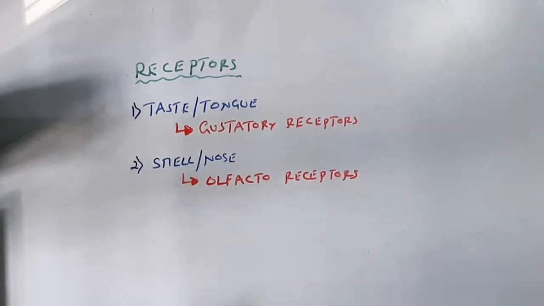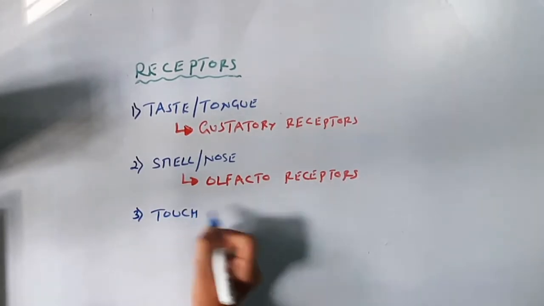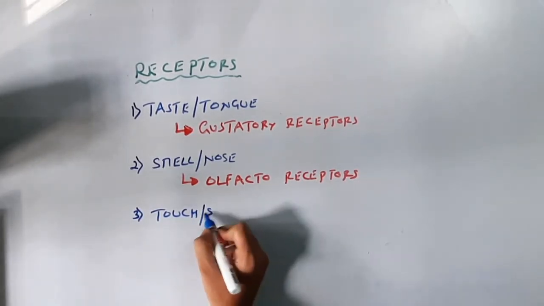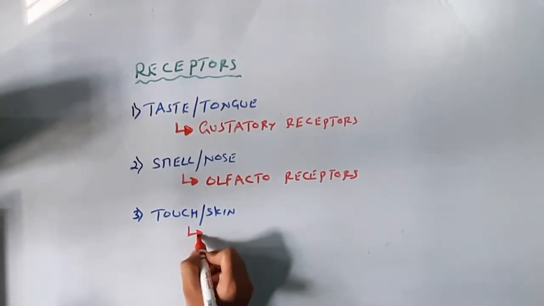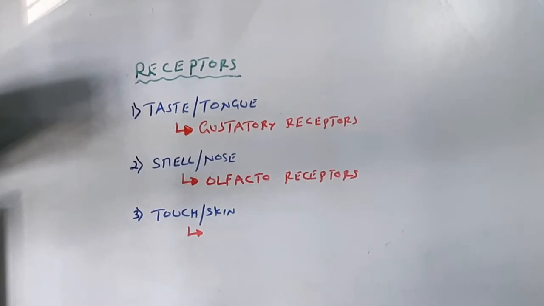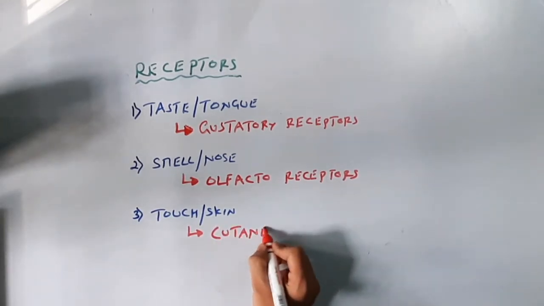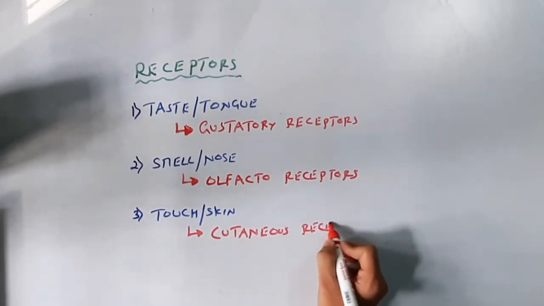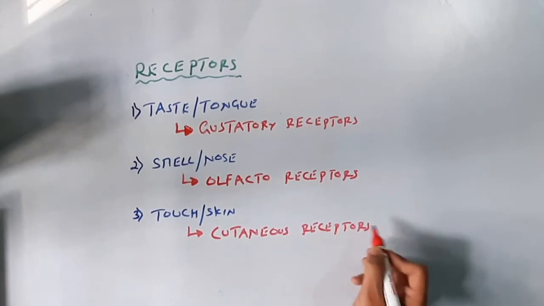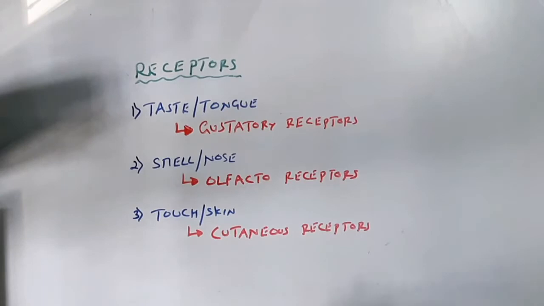Simple. The last one is touch. That is nothing but skin. And always remember, this word could be asked for NEET. What type of receptors are present for touch? That is cutaneous receptors. The meaning of cutaneous is nothing but skin itself. So these are the three different types of receptors which are associated with taste, smell, and touch respectively. Please write this down, important.